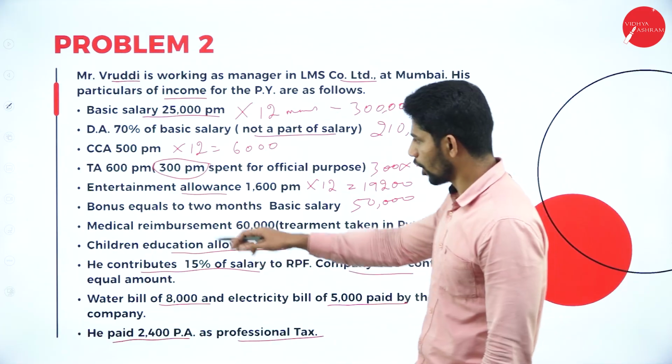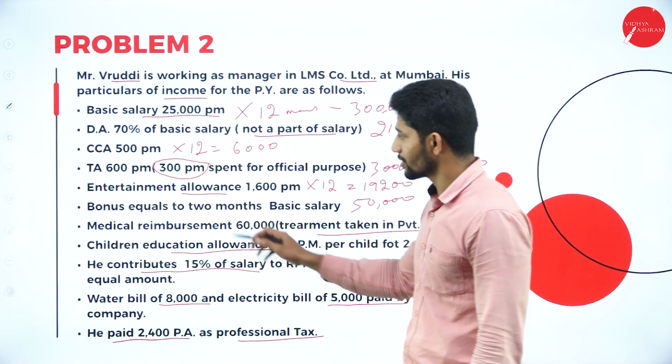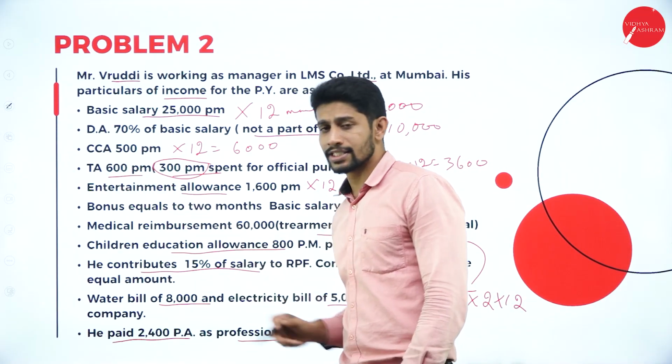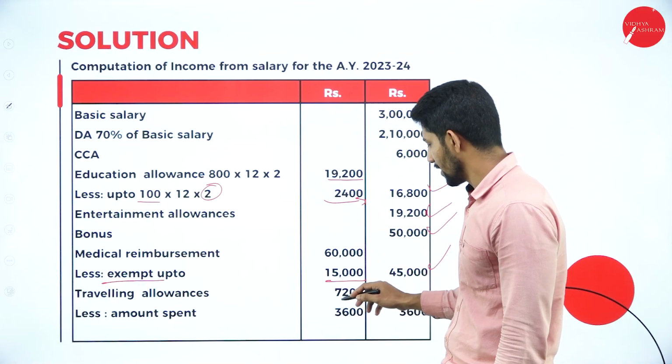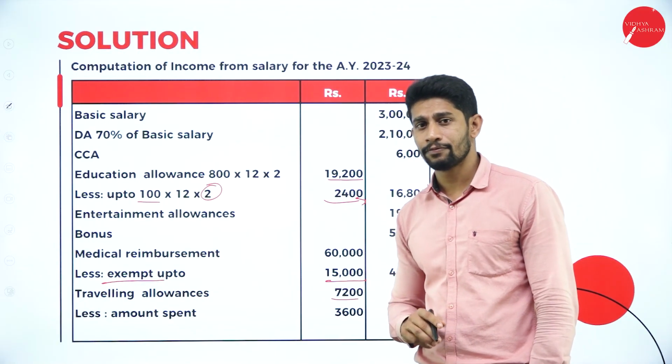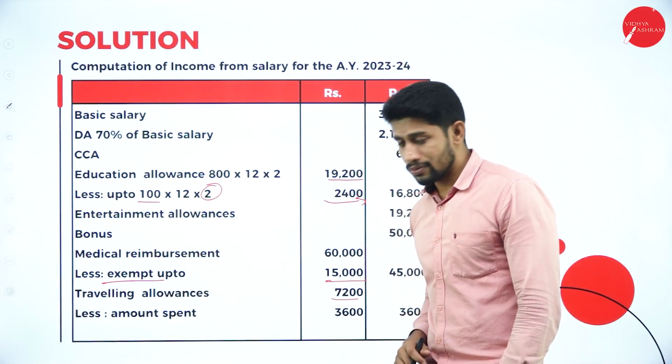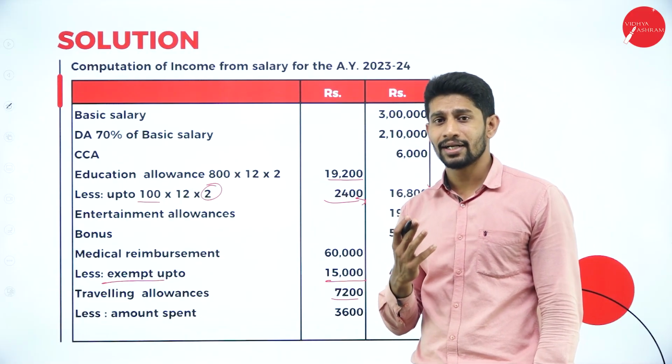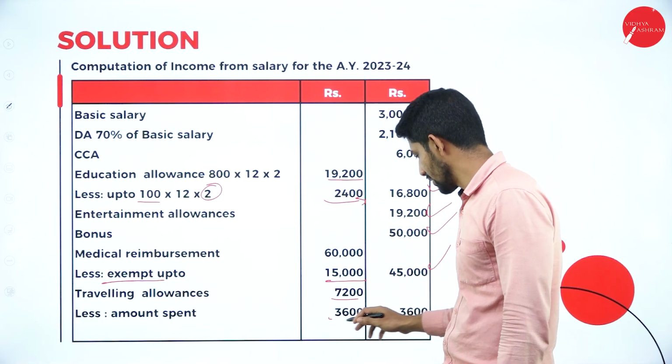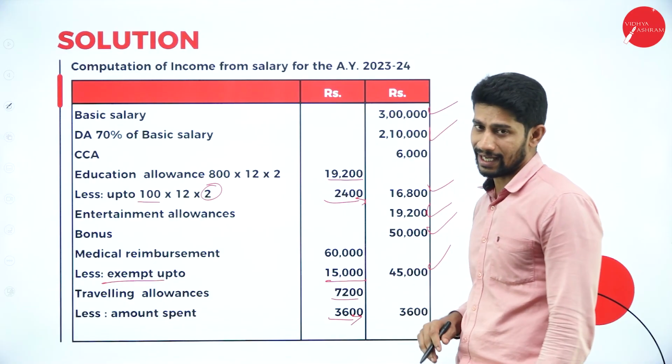Next, traveling allowances. It is given how much he spent on traveling. 300 spent and he received 600. So for 600, it comes to 7,200 for 12 months, but the amount spent is less. What is the amount spent? 300 into 12 months, you'll get 3,600. The balance 3,600 is taxable.